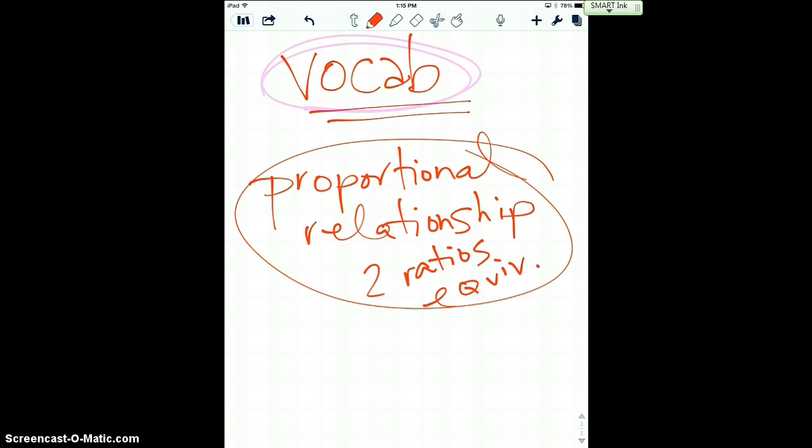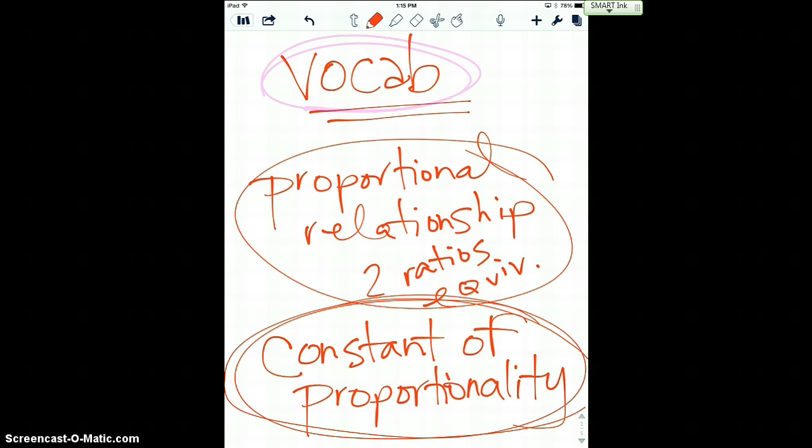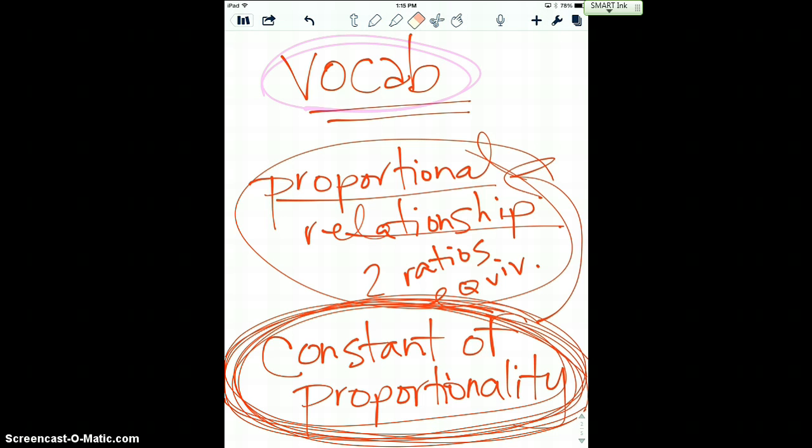Now, the next one that we're going to finish in class, and we're going to do the note card in class tomorrow, is called, and we're going to do it in our notes right now, the constant of proportionality. Okay, this one you want in your notes. The only way to actually have a constant of proportionality is to have a proportional relationship. Okay? And what the heck is the constant of proportionality?